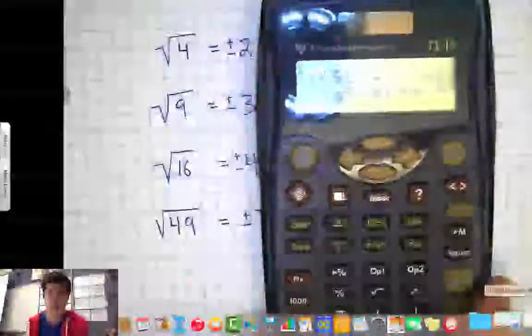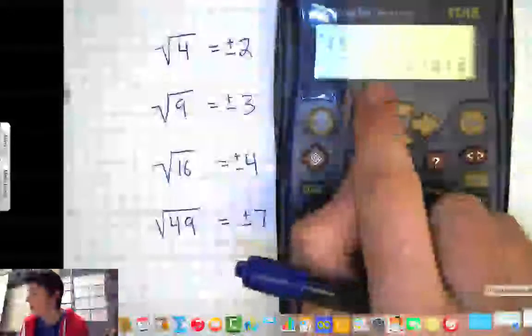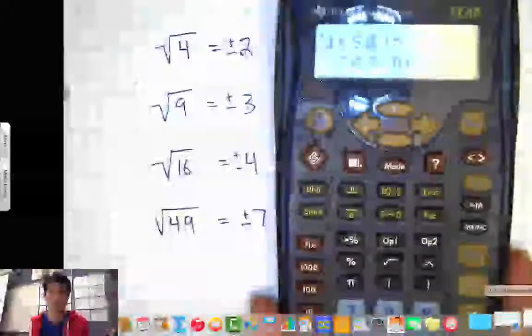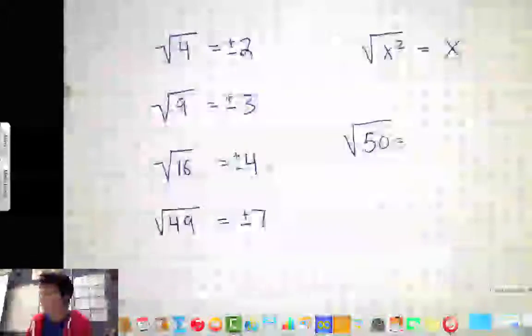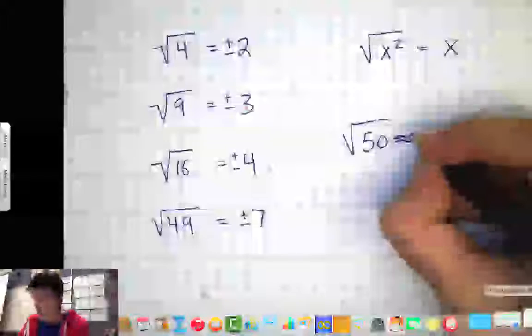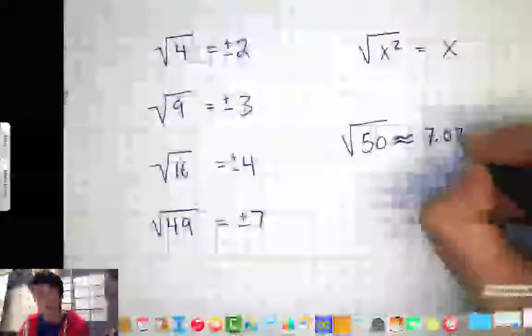Square root of 50. Oh, you guys probably can't see that. Here, I'll move it. The square root of 50 is 7.071067. Okay, it's a decimal, a messy decimal. So I'm going to write that down. That square root of 50, let's make this a squiggly, is about equal to 7.07, approximately.